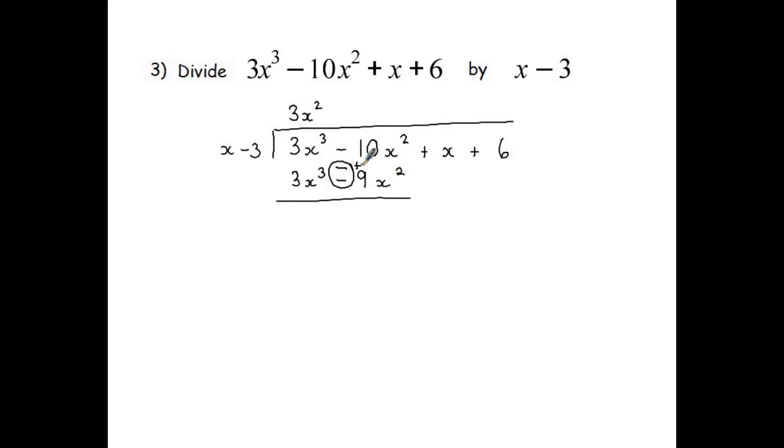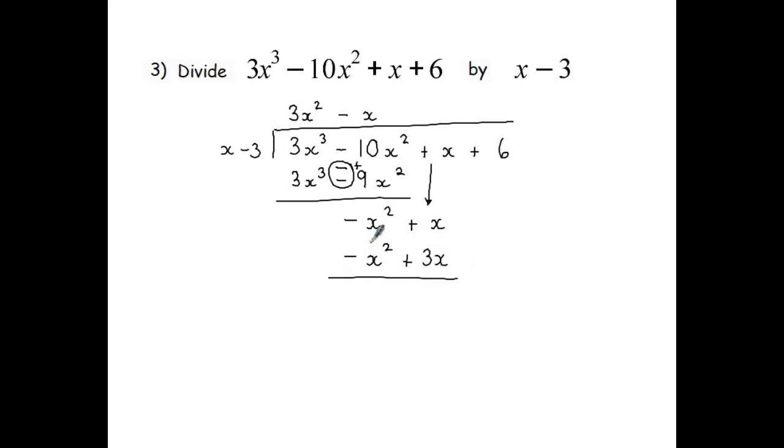So these two minuses are going to make a plus. So minus 10x squared plus 9x squared is going to give you minus 1x squared, or minus x squared if we're being perfect. Drag down this term, ready, and then divide through again. So you've got minus x squared divided by x gives you minus x, times out, so you have minus x times x gives you minus x squared, and minus x times minus 3, minus and a minus makes a plus, x times 3, 3x. And now we're going to subtract.